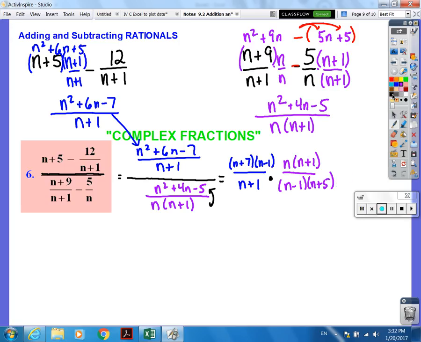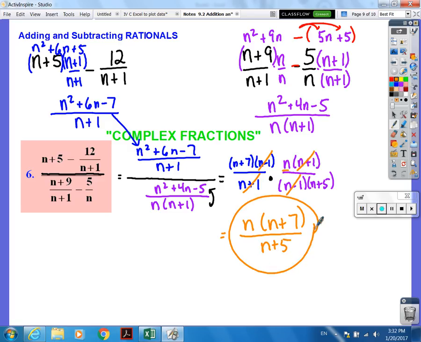Now I'm ready to start simplifying. I see an n plus 1 in both areas. I also see an n minus 1. And what I'm left with on the top is an n and an n plus 7. If you have a variable by itself, usually put it out in front. And on the bottom, I'm left with an n plus 5. Nothing else will cancel.